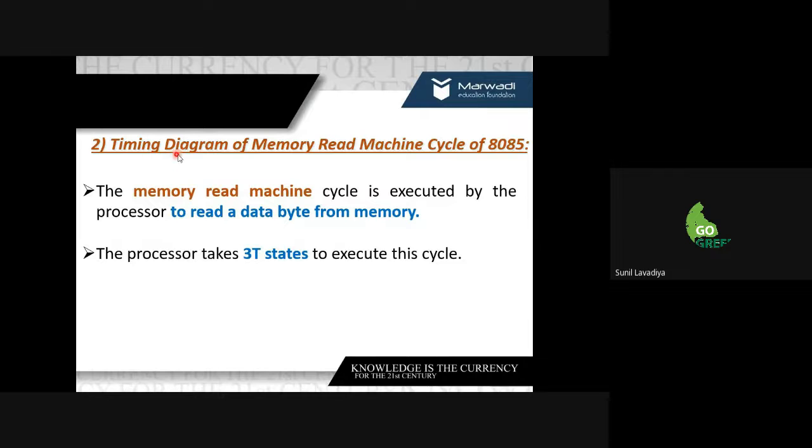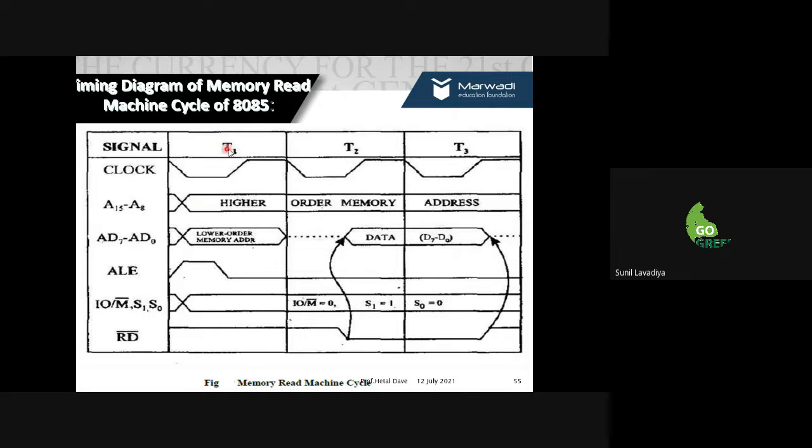In this one, we have to draw the timing diagram of the memory read machine cycle of 8085. The memory read cycle is executed by the processor to read the data byte from the memory. And how many T states will it take? It will take 3 T states. So if you observe, 3 T states are mentioned: T1, T2, T3. The clock cycles are lower, higher, lower, higher, lower, higher. A8 to A15 are the higher order address lines. AD7 to AD0 are initially the low order, and then after that the data part, because you have to work with the memory part.